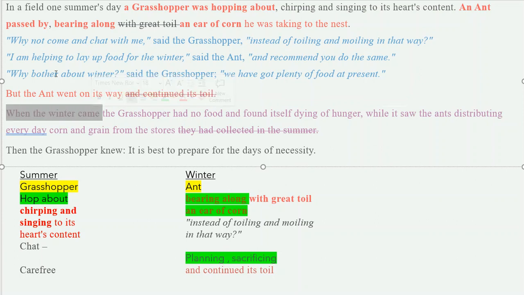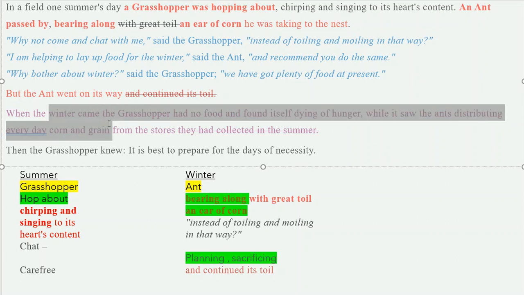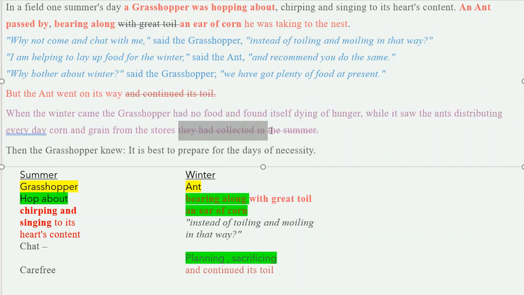And when the winter came, that's why it was important to put that summer here, because we are opposing it, right? Summer here, winter here. And when the winter came, the grasshopper now felt the implications of winter, right? All these words are here, good. And look at that. The ants were distributing every day corn and grain from the stores they had collected in the summer.